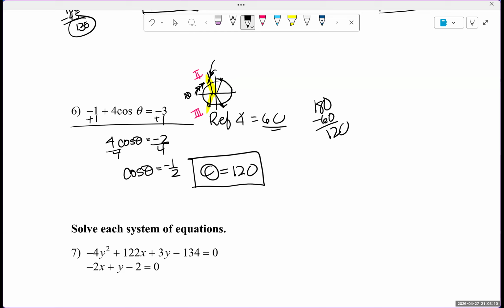Now, it's important to understand where all this comes from, because when you go on to your next class, you'll be doing this with radians. But right now, we're just getting our feet wet with degrees. With degrees, could you just plug this into the calculator and use inverse cosine? Absolutely. But when you go to radians, you need to understand where this all comes from.